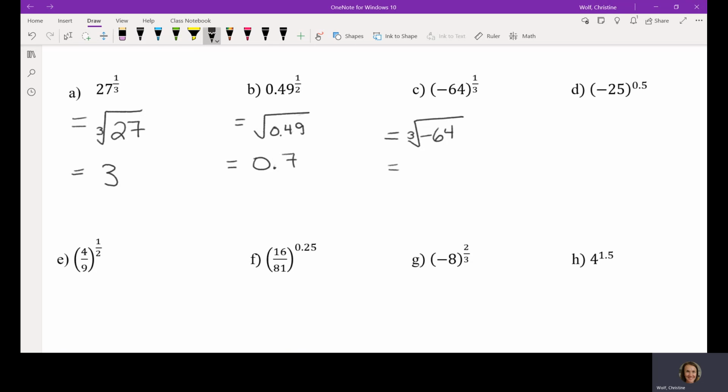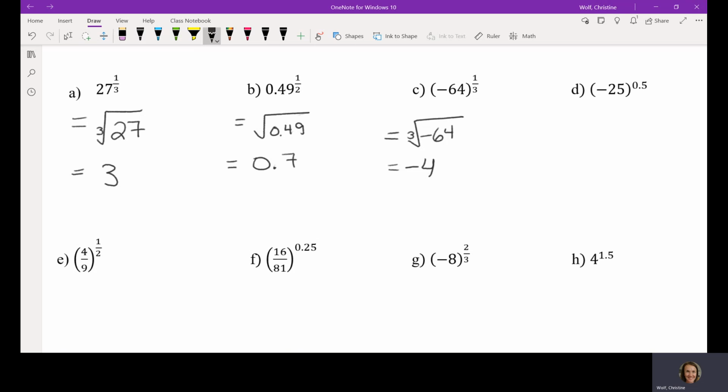Okay, is negative 4 times negative 4 times negative 4 negative 64? Yes, because with 3 negatives, 2 of them cancel out, but 1 of them sticks around. So negative 4 times negative 4 times negative 4 is negative 64. So you are allowed to cube root a negative. You cannot square root a negative.